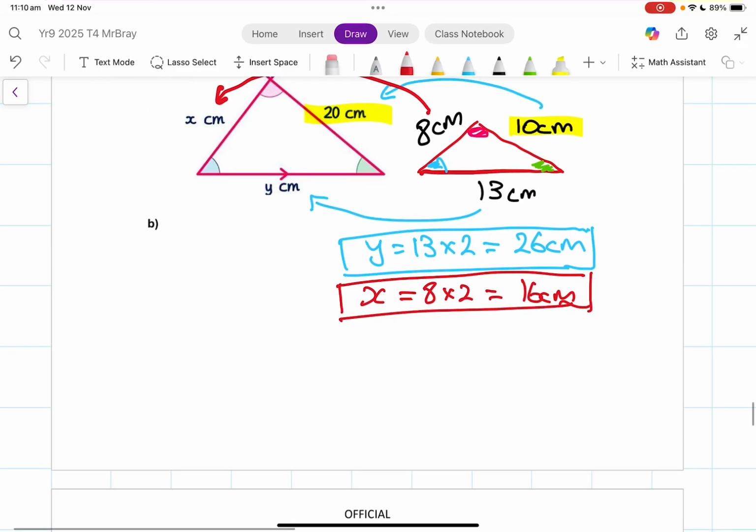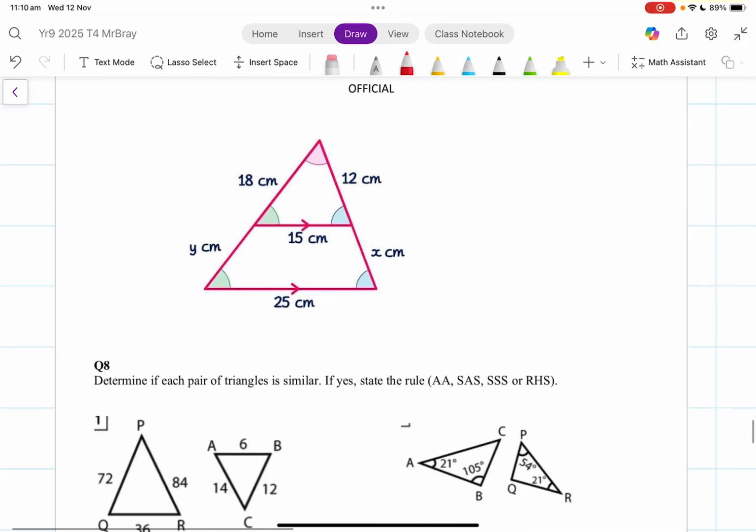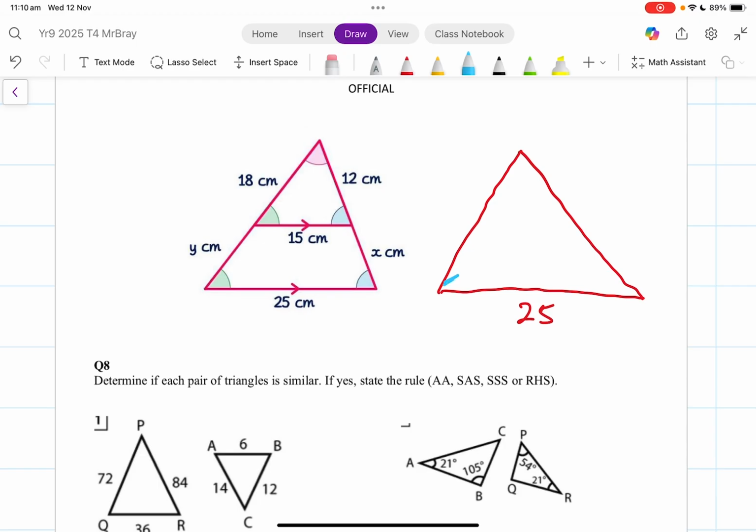Cool. All right, we've got another one like this. This time, we've sort of got a small triangle inside of a big triangle, so a little bit tougher to redraw potentially. I'm actually just going to redraw the big one. So we'll have 25, we'll have the, oh, sorry, that is not the blue angle. We'll have the blue angle here, the green angle here.